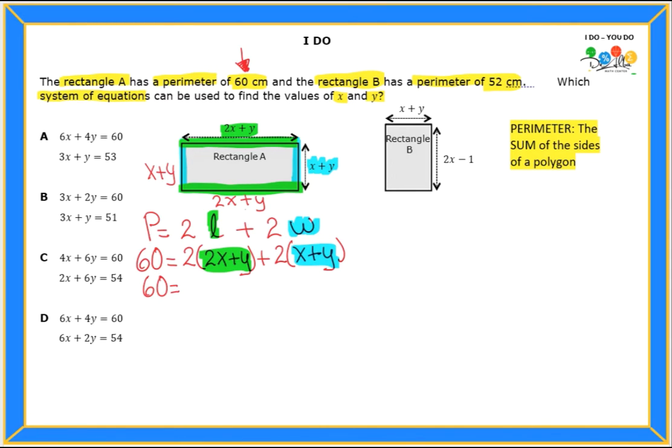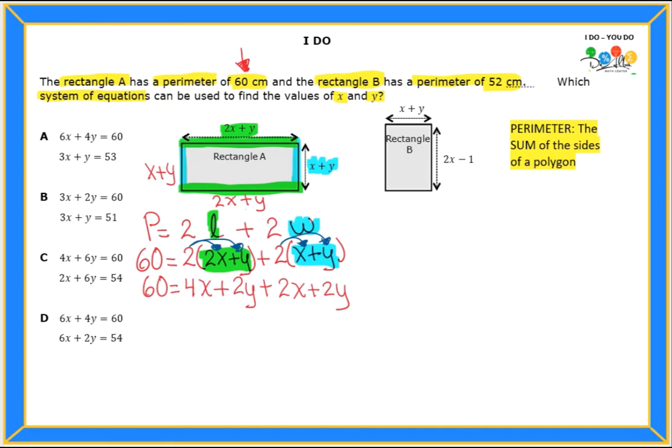I am going to write down my 60. Then I'm going to do the distributive property. Anytime that I see parentheses, I need to do that, right? So I'm going to multiply 2 times 2x, which gives me 4x, plus, now I'm going to multiply 2 times the y, and that gives me 2y. Plus, multiply 2 times x, and I get plus 2x. Multiply the same 2 times the y. Remember, you have to multiply both by the 2. Okay? So I get plus 2y.